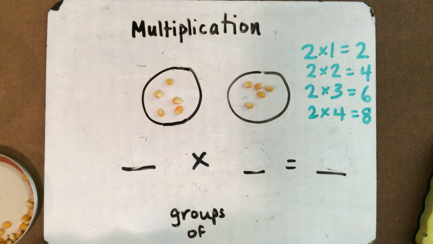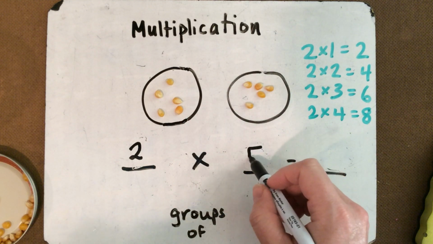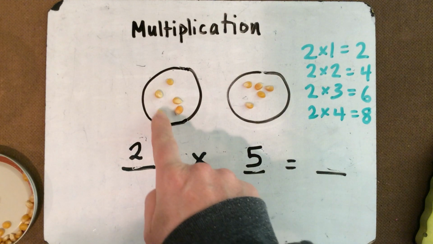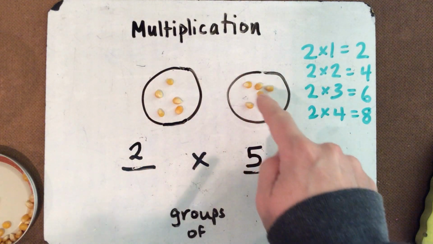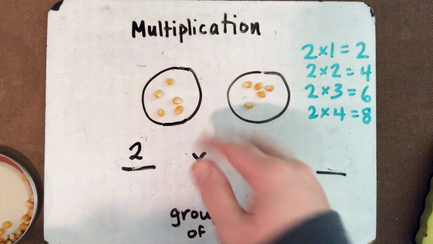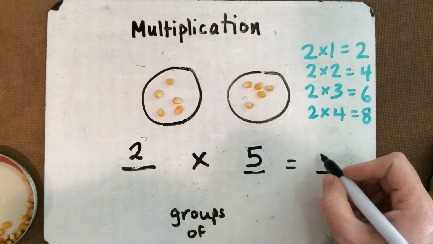Okay, are you working it out? Now I have 2 groups. How many kernels in each one? 5. 2 times 5 equals 1, 2, 3, 4, 5, 6, 7, 8, 9, 10. Or you can see that as 5 plus 5 equals 10.